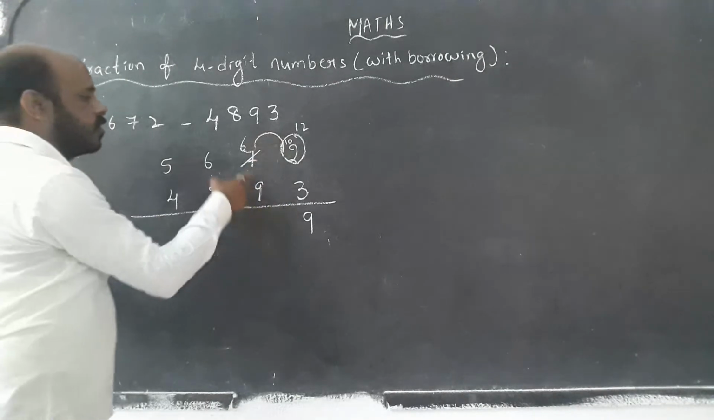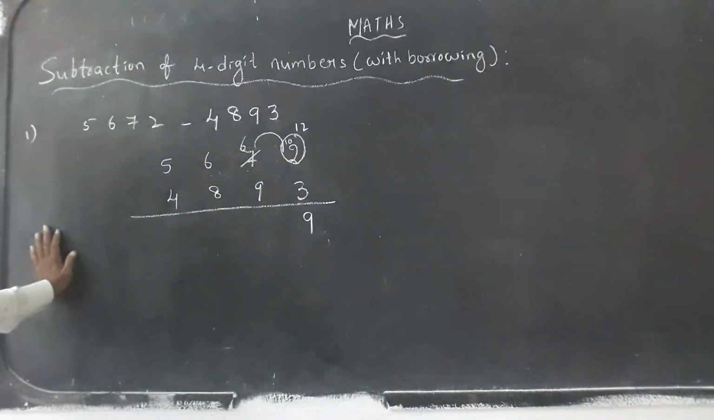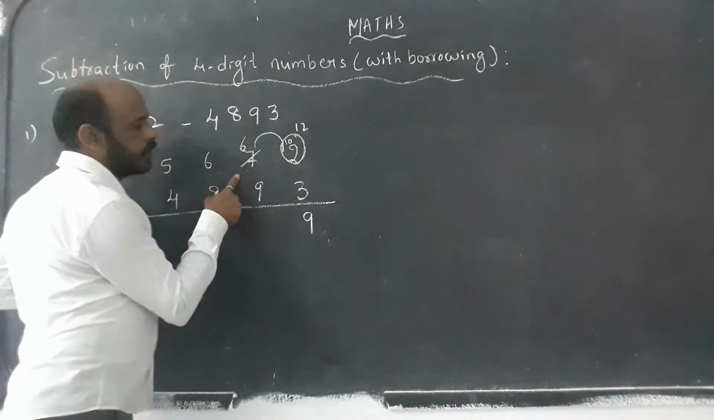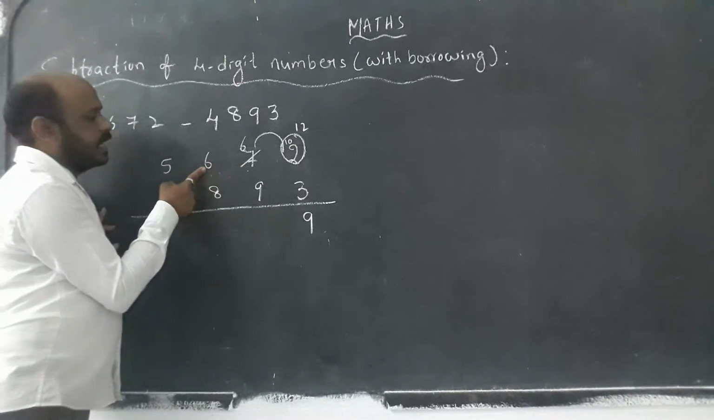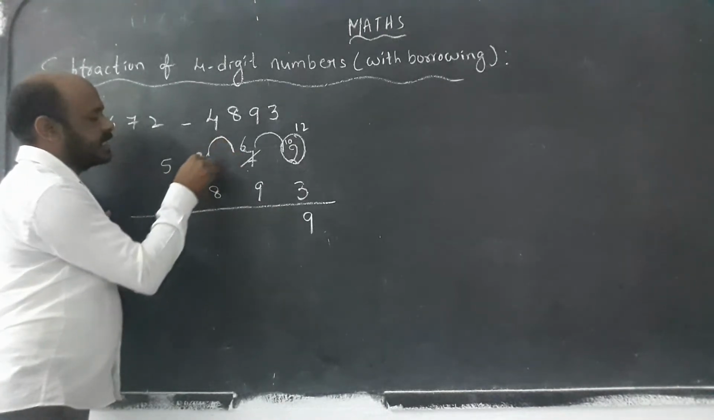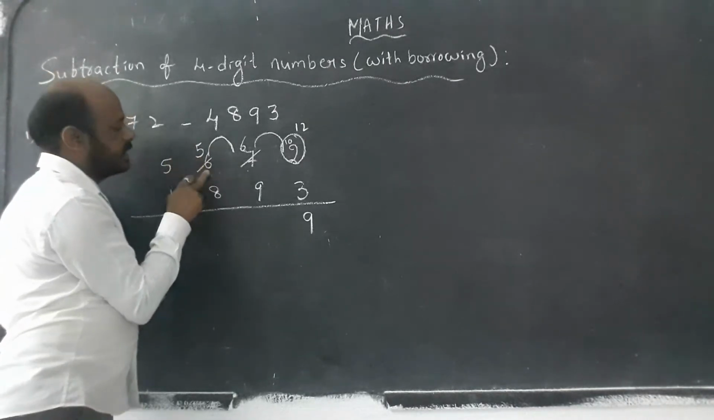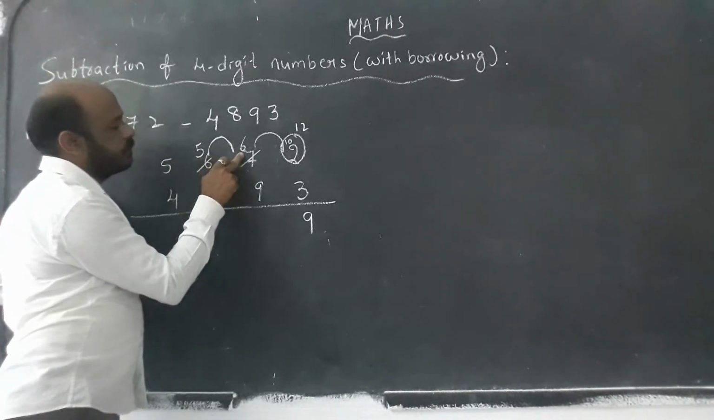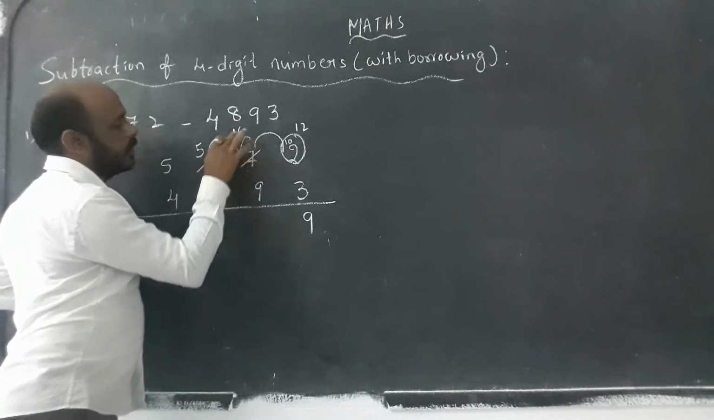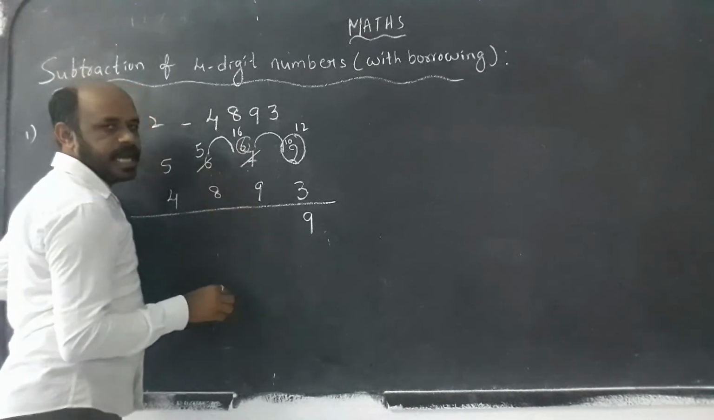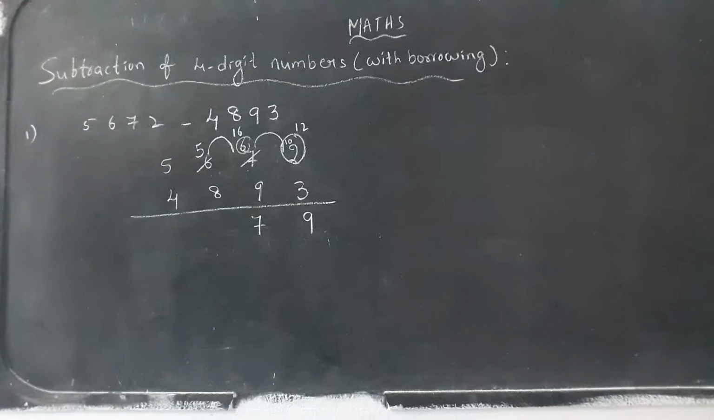Again, the ones place is over. Next is the tens place. Compare 6 with 9. 9 is a bigger number, so we have to take a borrow again from the number before. This has place value 10 when borrowed, so 6 becomes 5, and the 6 becomes 16 because the borrow value is 10. Then 16 minus 9 is 7.